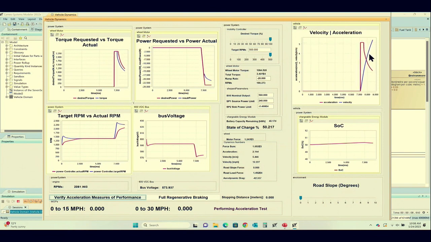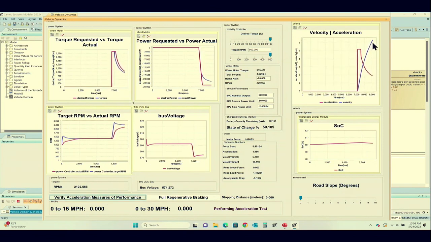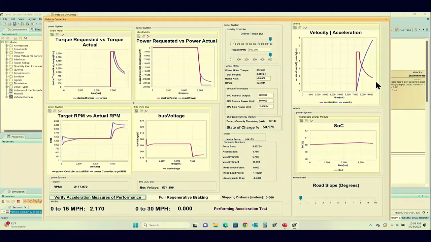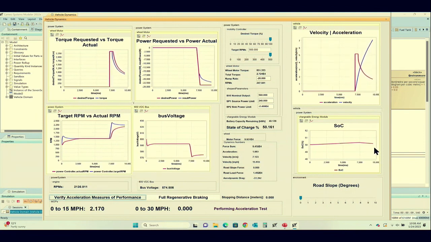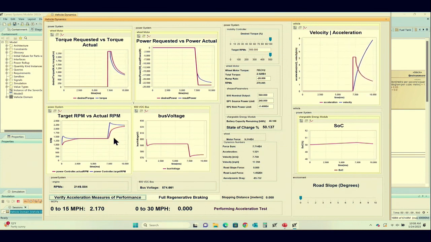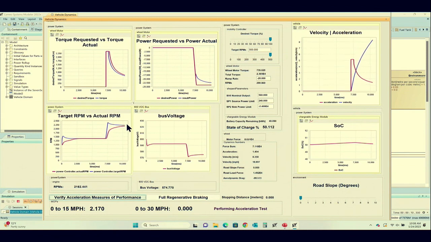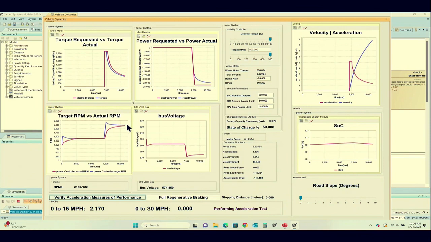On the right-hand side, we have the vehicle velocity in blue that is now going up, and then the acceleration is coming down. The state of charge of the batteries is now dropping, and the engine RPMs have risen to compensate for that extra power that is needed. So a lot of things are happening here. We're going to talk about each of those and how it actually does that.